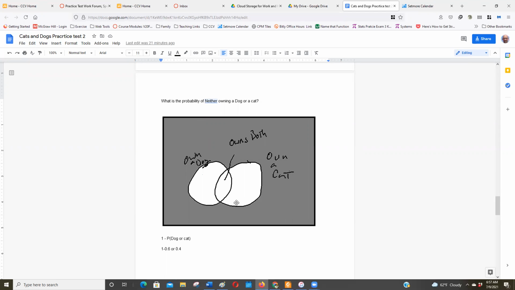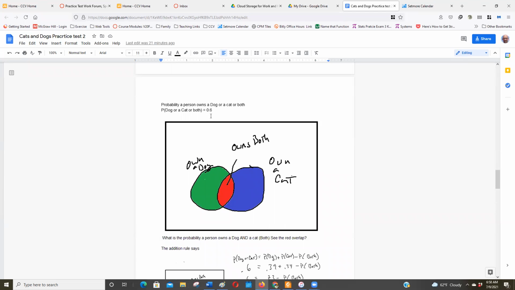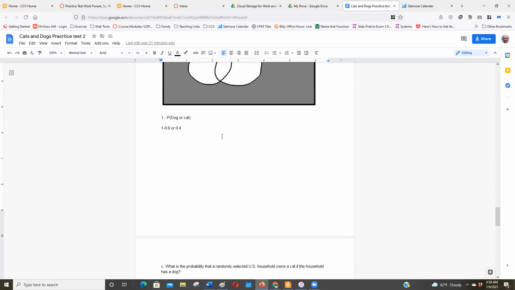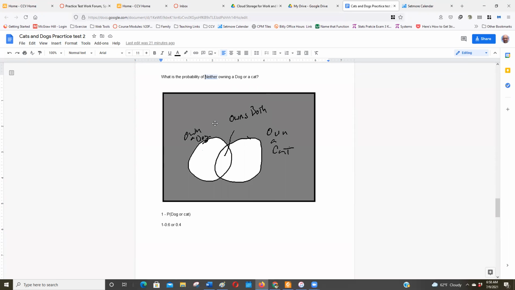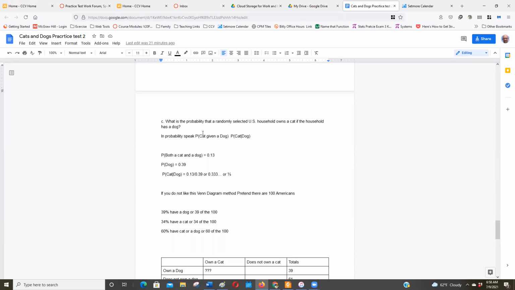Anyway, that's that gray area, right? And that's outside of that. Well, that white area corresponds to all that area, and we know that's 60%. So 1 minus 60%, or 100 minus 60, is 40, or 0.4. Okay, so that's easy. In fact, the person in the discussion forum answered this. Sorry that this is generic; I want to use this in future semesters.